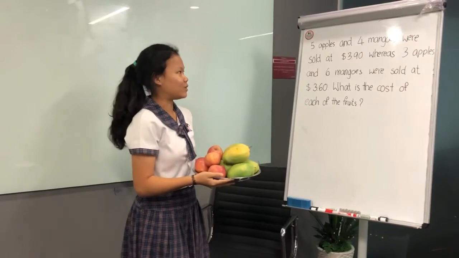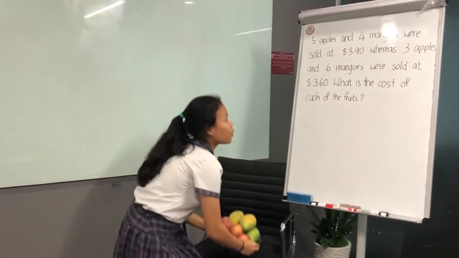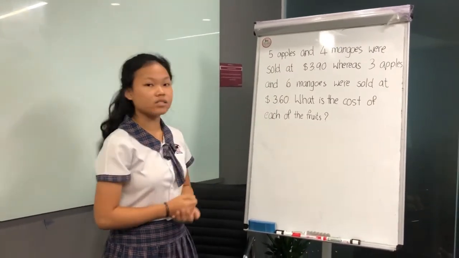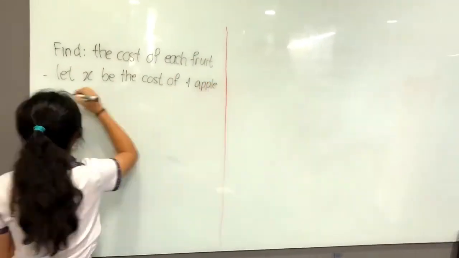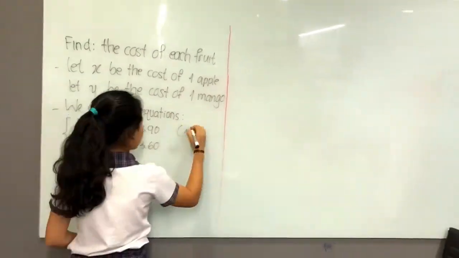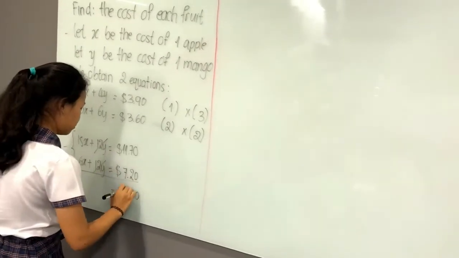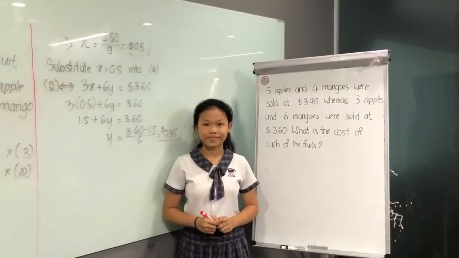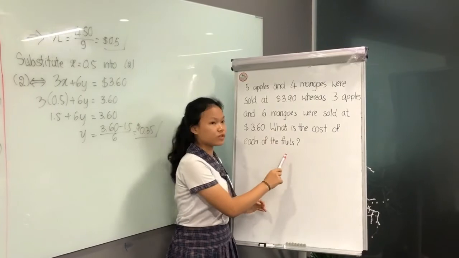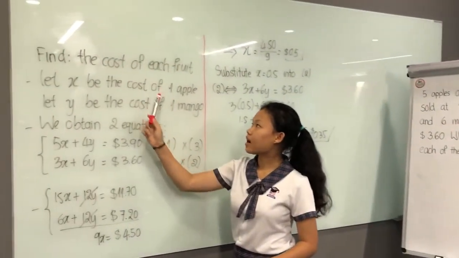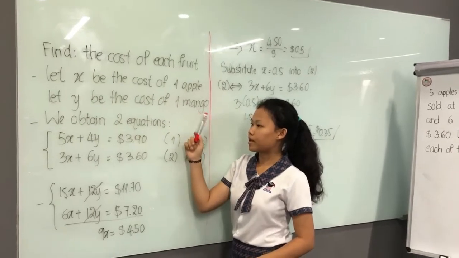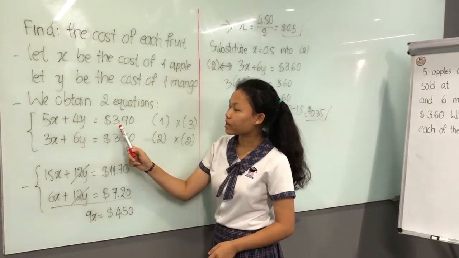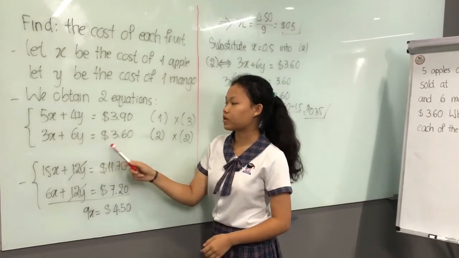5 apples and 4 mangoes were sold at $3.90, while 3 apples and 6 mangoes were sold at $3.60. Find the cost of each fruit. They ask us to find the cost of each fruit. So we have to let x be the cost of 1 apple, y be the cost of 1 mango. And then we obtain two equations, 5x plus 4y equals 3.90 and 3x plus 6y equals 3.60.